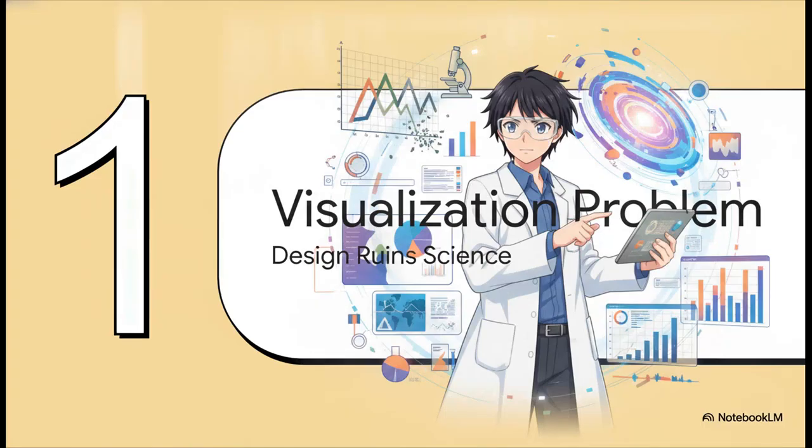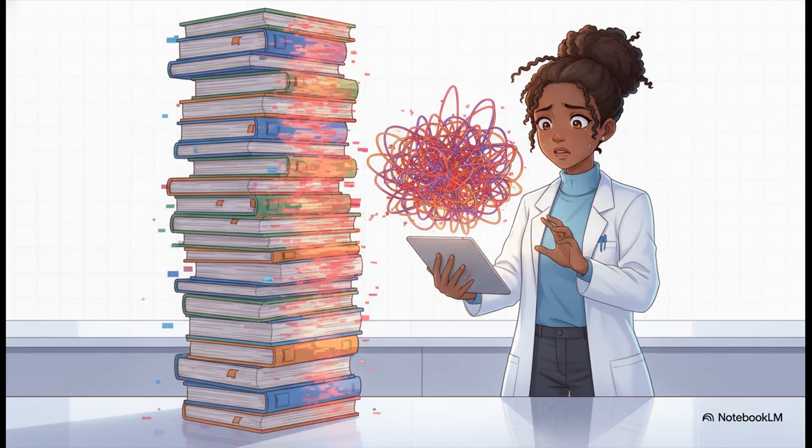Okay, part one, the visualization problem. Because bad design really does ruin good science. We have to recognize that bad design is way more than just a superficial aesthetic issue. It actively harms good science. Visuals are super important for communication, but let's be real, scientists are almost never trained in formal design. And the scale of this problem?